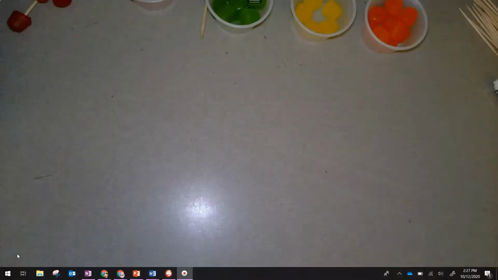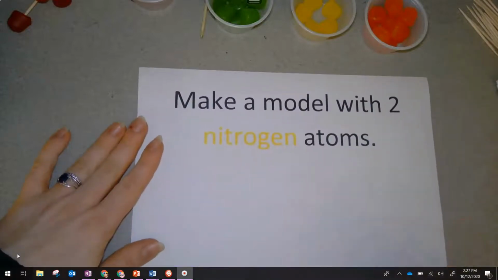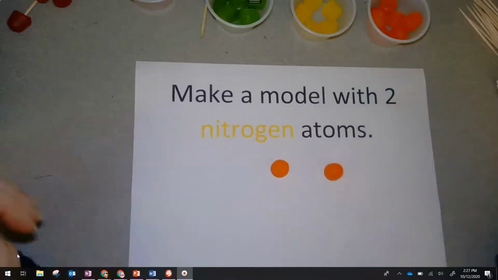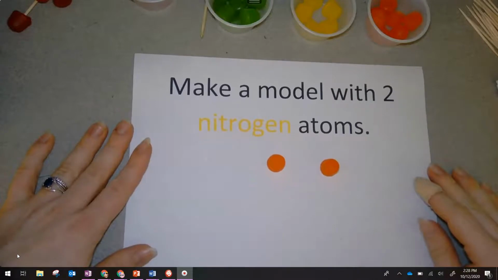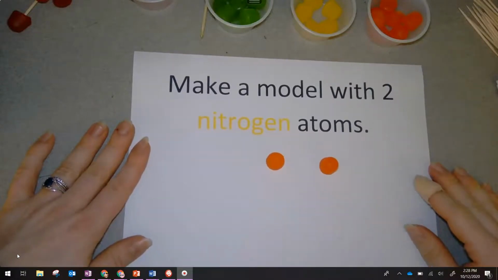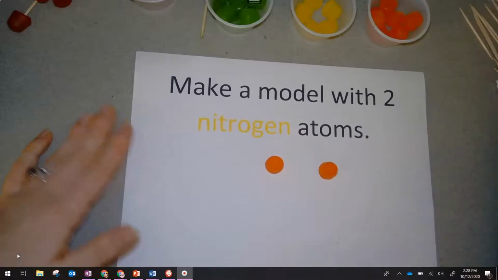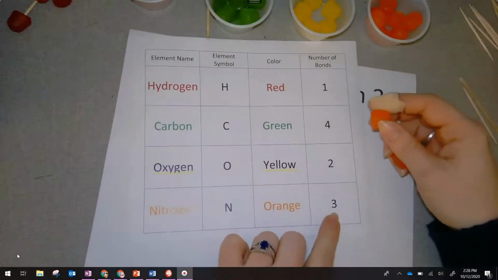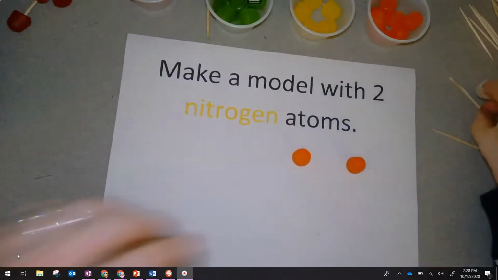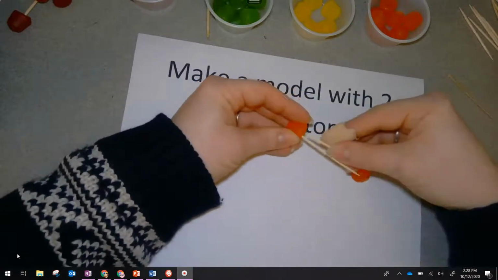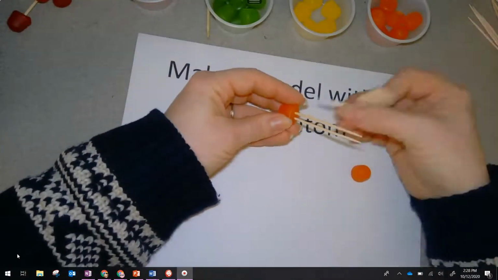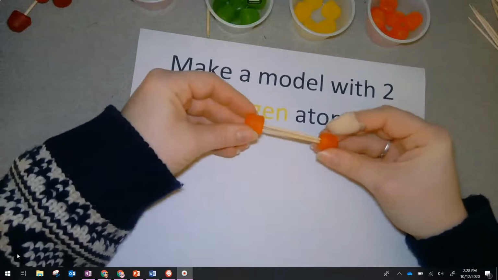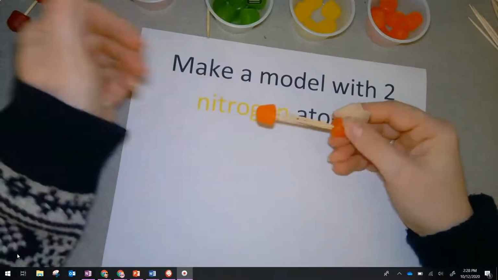Next, we have make a model with 2 nitrogen atoms. So nitrogen is orange. Go to your table, figure out the number of bonds, pause the video, and make your model. Now you should have gone to the table and found that nitrogen has to have 3 bonds. Well, if I only have these 2 atoms, that must mean that those 3 bonds are between those 2 atoms. And now we have a triple bond.